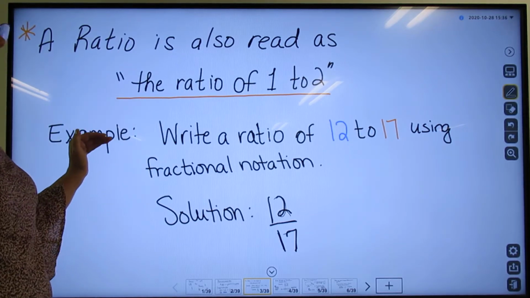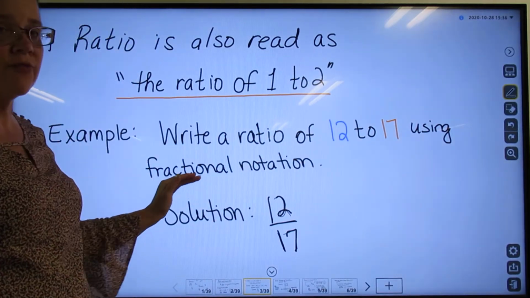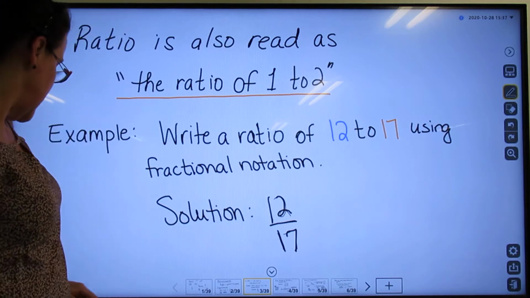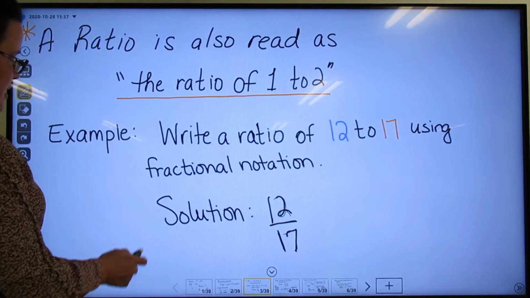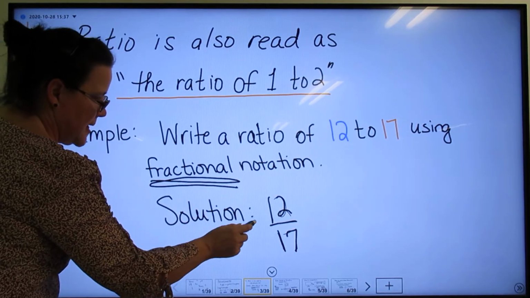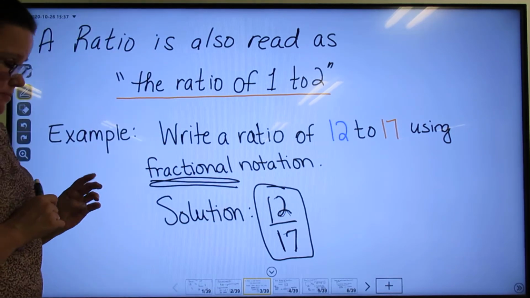So if you were to write a ratio of 12 to 17 using fractional notation, then it would be 12 over 17. And notice that it says fractional notation. That is how they would want you to write it, as a fraction. Okay, that's the difference.